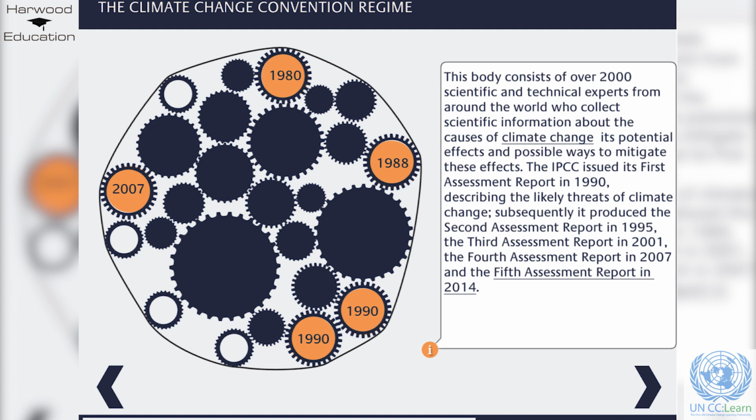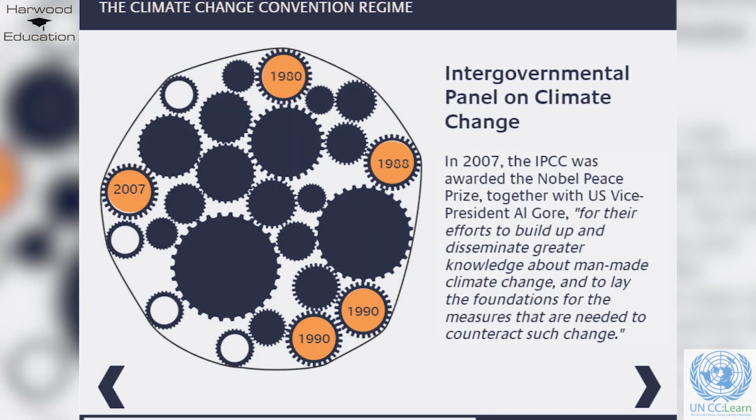The IPCC issued its first assessment report in 1990, describing the likely threats of climate change. Subsequently, it produced the second assessment report in 1995, the third assessment report in 2001, the fourth assessment report in 2007, and the fifth assessment report in 2014. 2007. Intergovernmental Panel on Climate Change. In 2007, the IPCC was awarded the Nobel Peace Prize, together with US Vice President Al Gore, for their efforts to build up and disseminate greater knowledge about man-made climate change and to lay the foundations for the measures that are needed to counteract such change.